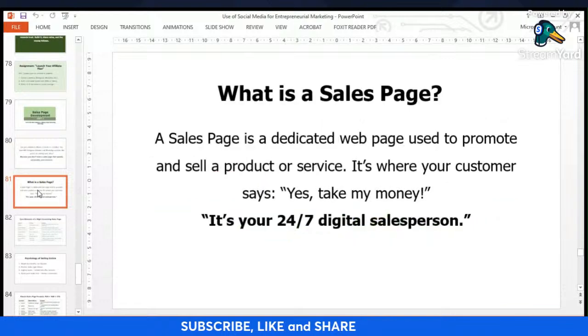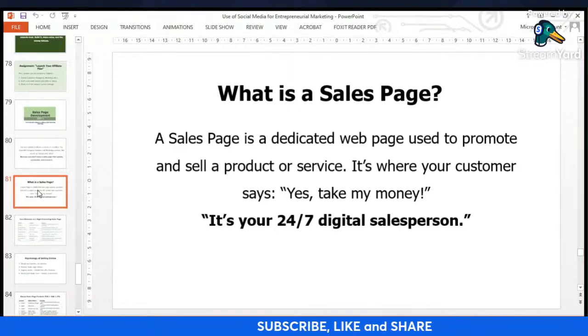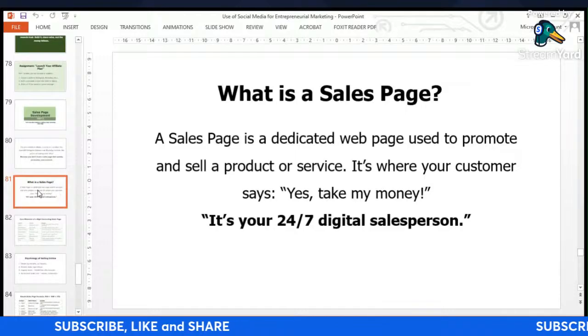What's a sales page? A sales page is a dedicated web page used to promote and sell a product or service. It's where your customer says, yes, take my money. It's there 24/7. It's your digital salesperson.